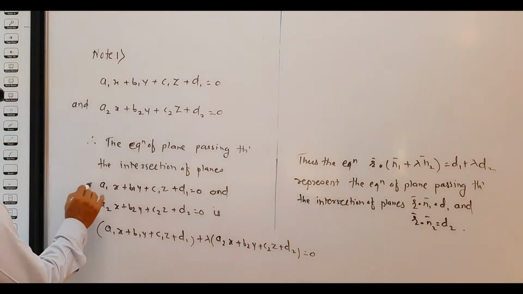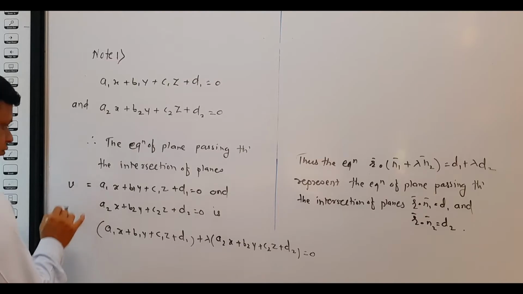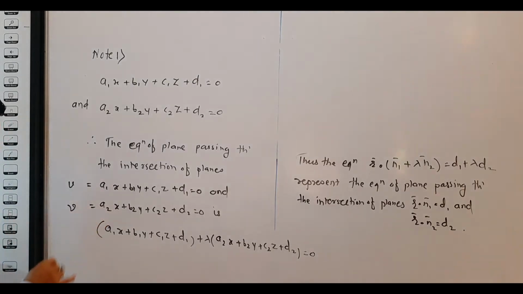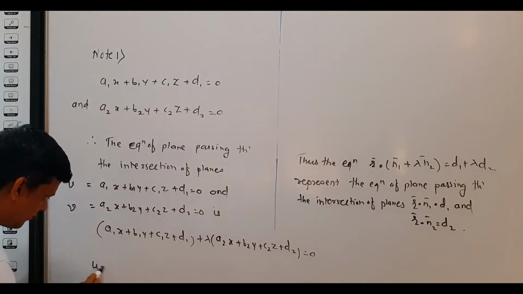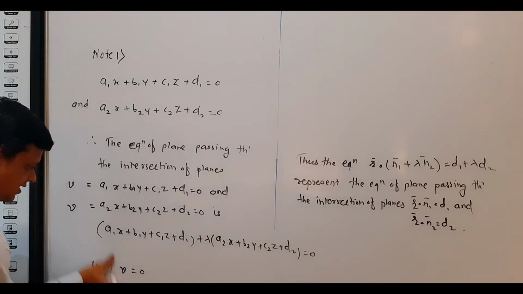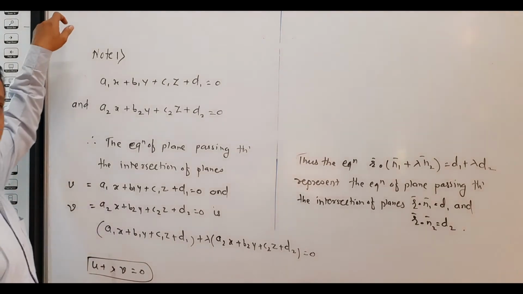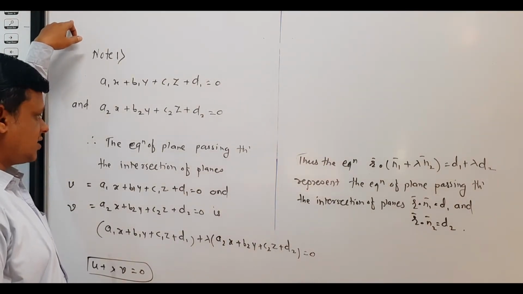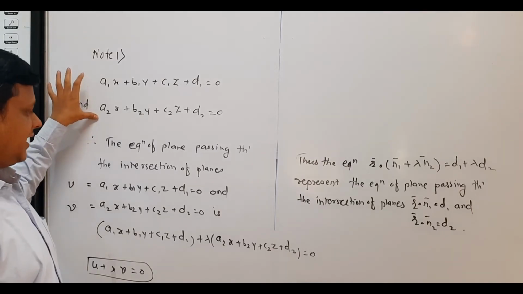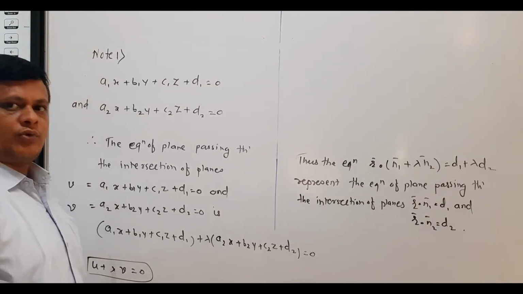Again here, if you consider this as equation U and this as equation V, then we know the family of equation U plus KV is equal to 0. In place of this K, we use lambda. So U plus lambda V equals to 0. So using this concept, we can find the equation of plane passing through the intersection of these two planes, which are in general form.